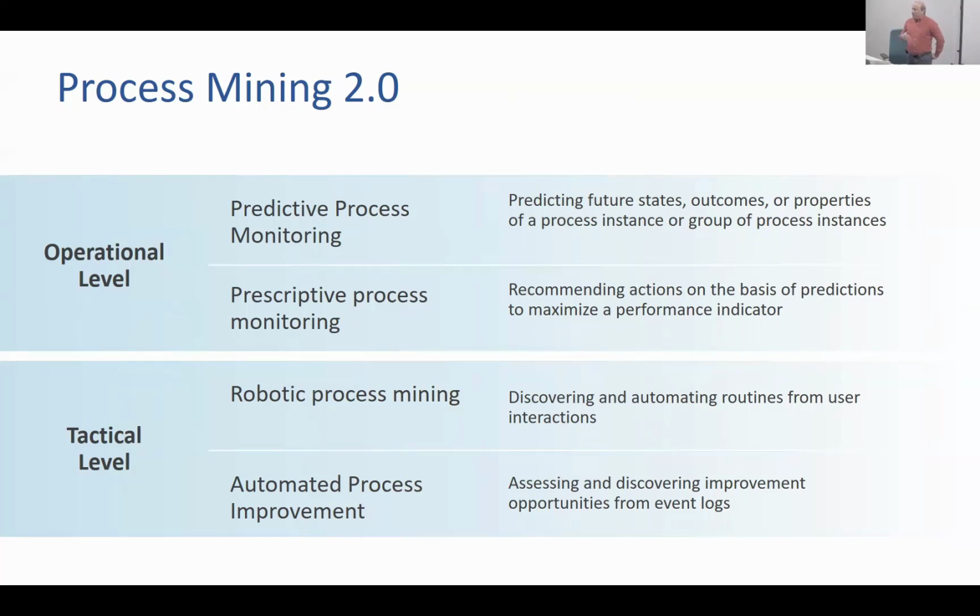And process mining 2.0 techniques can be found at both layers. I will briefly summarize some trends in the field of process mining, in the field of predictive process monitoring, prescriptive process monitoring, which are operational level techniques, and in the field of so-called robotic process mining and automated process improvement, which are tactical techniques. They operate at the tactical layer.